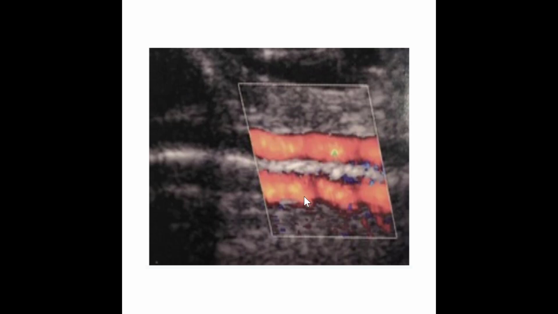Typically just changing your angle of insonation is going to help with mirror artifacts. Sometimes also reducing your gain helps with it as well, just because it's going to decrease the reflections that are returning.